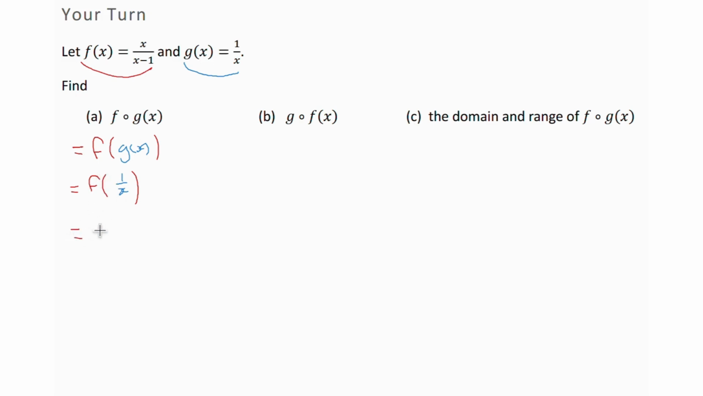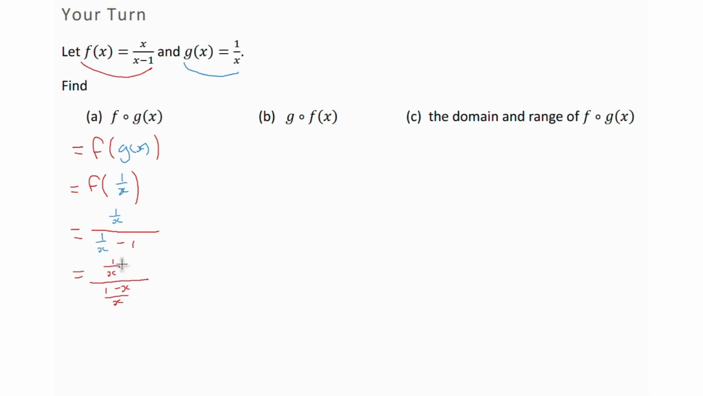Which means that f is now 1 over x over 1 over x minus 1, substituting 1 over x for each time we saw x in the original f. And then a bit of simplification here. I'm going to simplify the denominator first. 1 over x minus 1 is going to be 1 minus x over x.